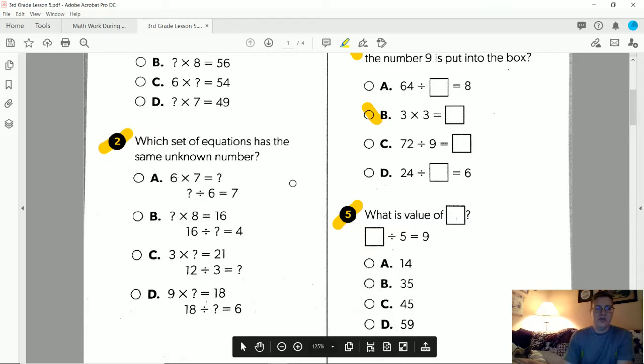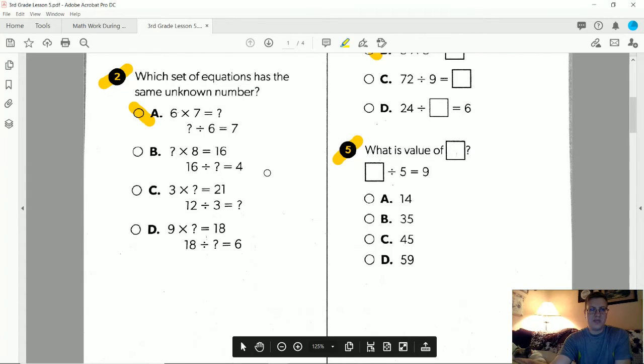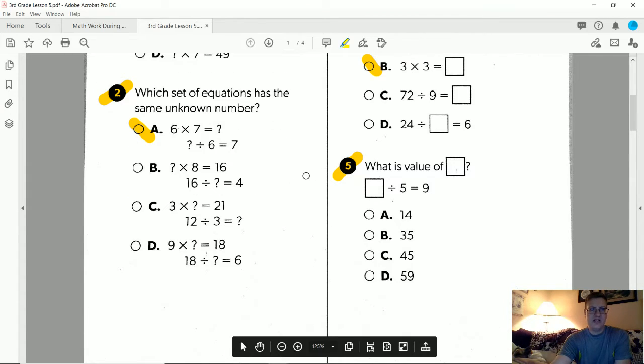Number 2, which set of equations has the same unknown number? If I do 6 times 7 to get 42, and I do 42 divided by 6, I will get 7, and that is the answer. All of our other options don't work for a variety of different reasons. So for instance, if I were to look at number C, if I do 3 times 7 to get 21, 12 divided by 3 gives us something different because we're not starting with the same number.